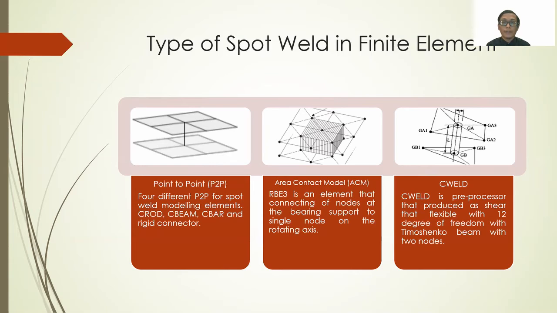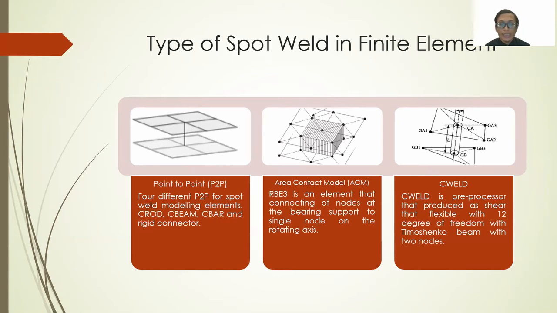Types of spot weld in finite element. There are two types of spot weld in finite element. The first one is point-to-point, P2P. There are four different P2P spot weld modeling elements: C-rod, C-beam, C-bar, and rigid connector.